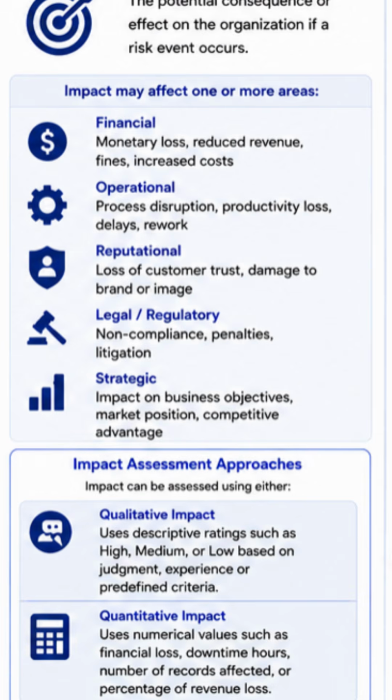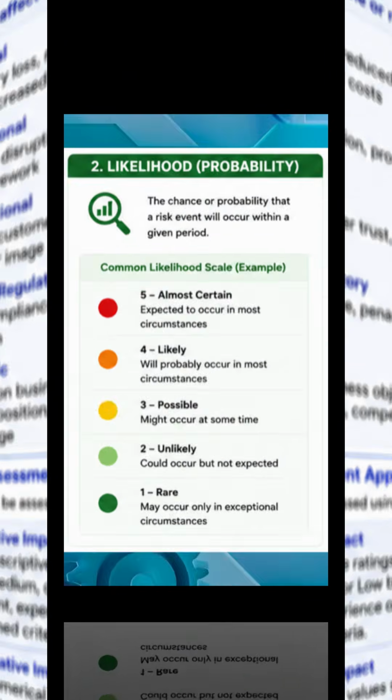Impact refers to the potential consequence if a risk event actually occurs. This could affect the organization financially through losses or fines, operationally through disruptions and delays, reputationally through loss of customer trust, legally through non-compliance, or strategically through damage to business objectives and competitiveness. Organizations assess impact either qualitatively using ratings like high, medium, or low, or quantitatively using measurable values such as financial loss or downtime. The higher the impact, the more serious the consequences for the organization.